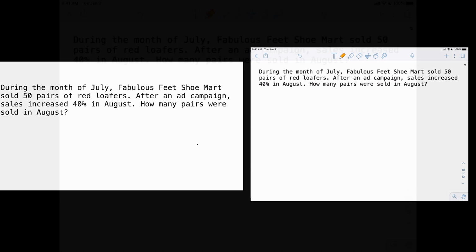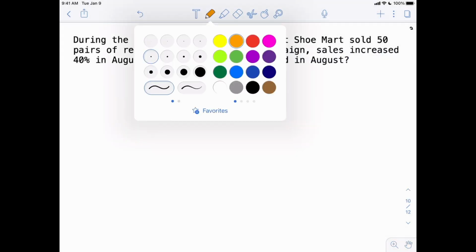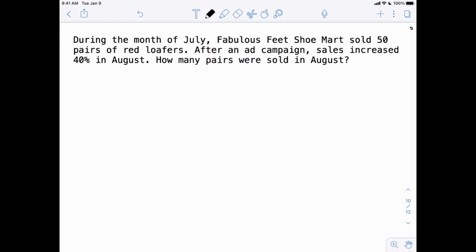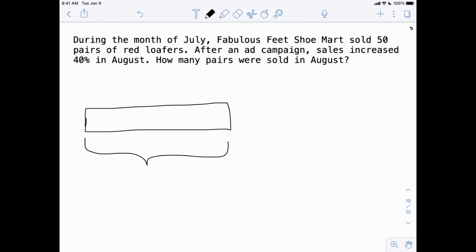All right, so all we have to do is, again, start by drawing that tape diagram. And of course, that tape begins by representing 100%. We're always going to start that. This is generally always going to be your starting position. It says, during the month of July, Fabulous Feet sold 50 pairs of red loafers. That's the original amount, remember? So we're going to call that the 100%. So in this case, our 100% is 50 loafers.